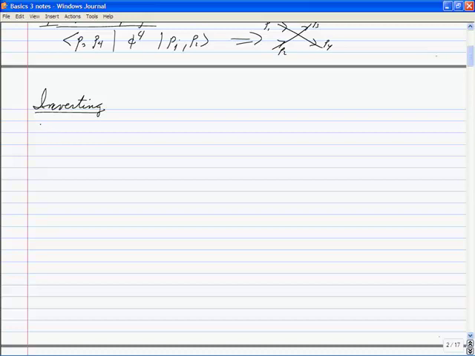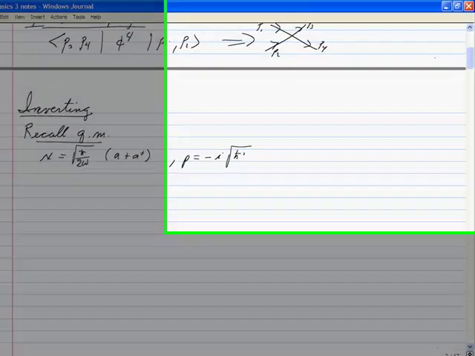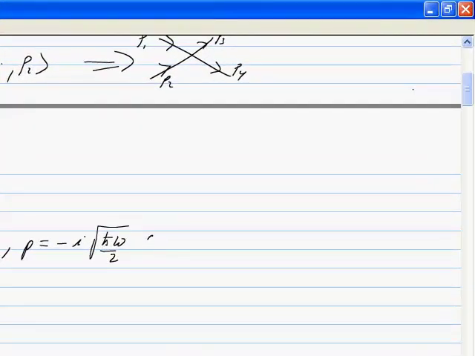And the logic here is I want you to first recall quantum mechanics, where when we introduce creation and annihilation operators in quantum mechanics, we take x as the square root of h bar over 2 omega times (a plus a dagger), and p is minus i times the square root of h bar omega over 2 times (a minus a dagger).